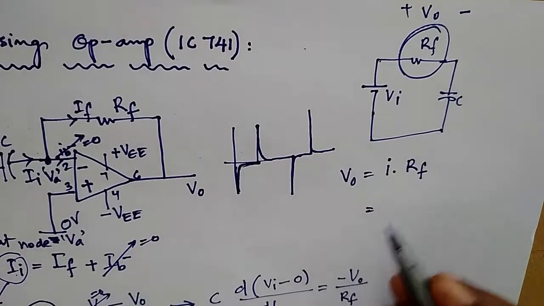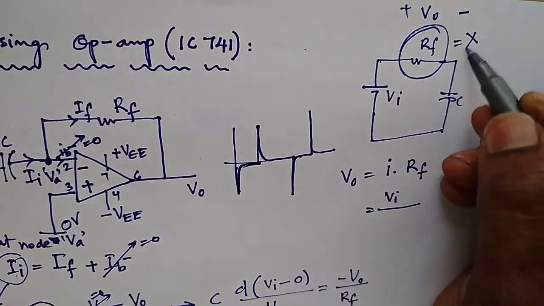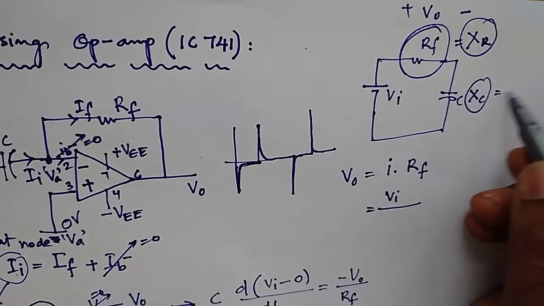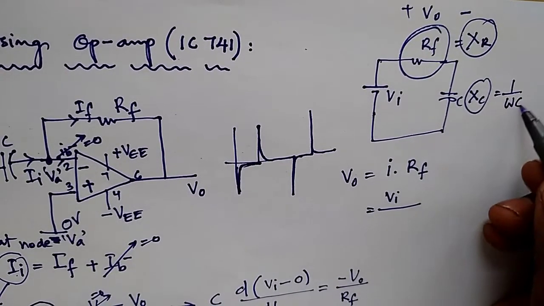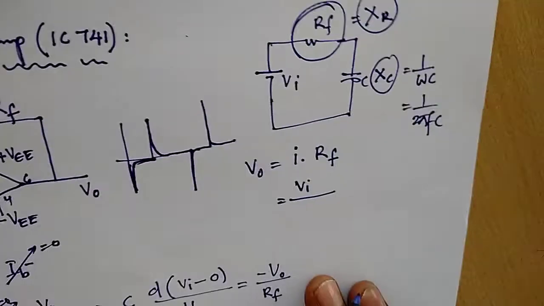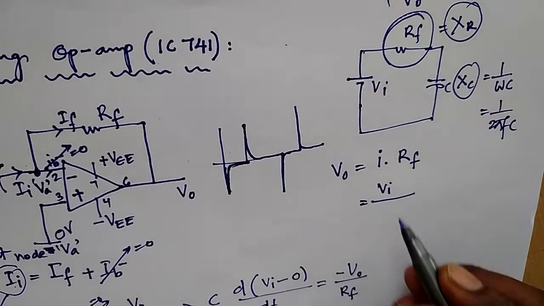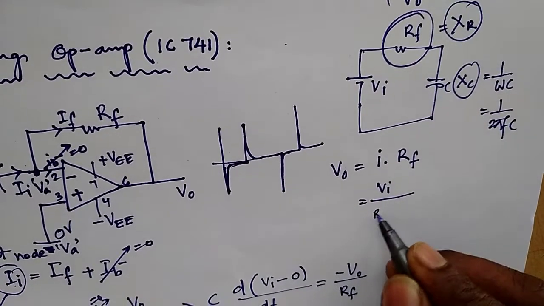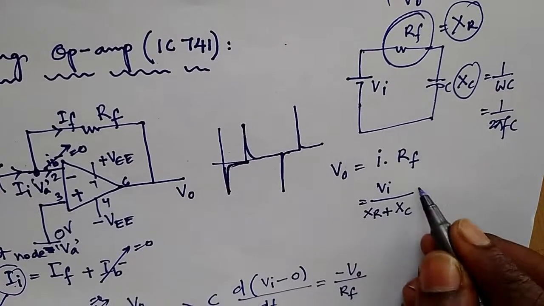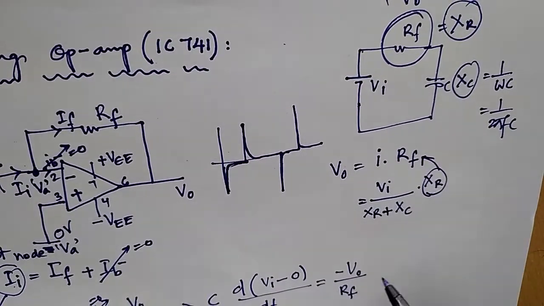Then I is equal to Vi divided by the impedance. Simply, you can take the reactance of the resistor as XR, and the reactance of the capacitor is 1 by omega C, also called 1 by 2 pi f C. So in this expression, I is equal to the voltage divided by the resistance plus the reactance, XR plus XC, into XR, where the XR value is RF.